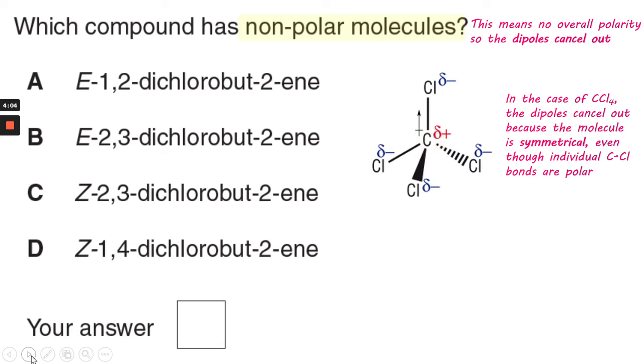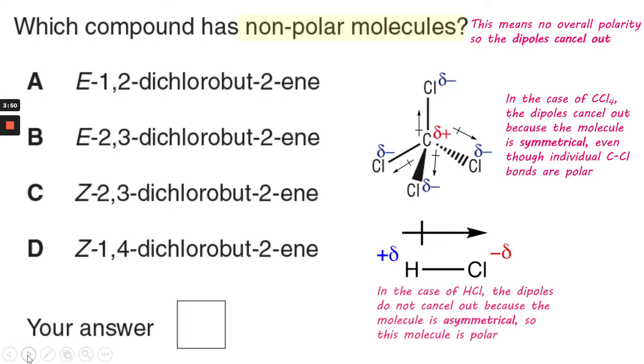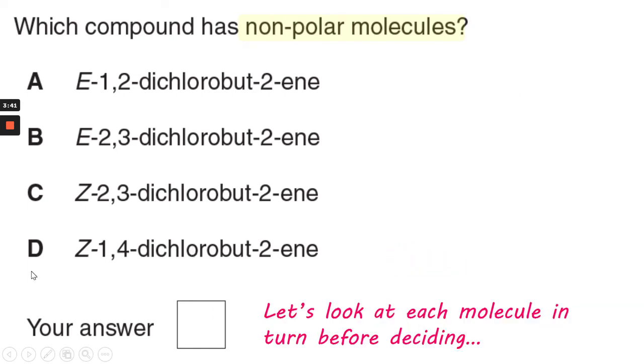So we can put in these little arrows with a bar through them to represent the direction in which the dipoles act, so they all cancel one another out. So the molecule is not polar overall. However, in a hydrogen chloride molecule, it is polar because the dipole acts from left to right, so there's a slightly negative end and a slightly positive end. So let's look at each molecule in turn before deciding which one to go for.